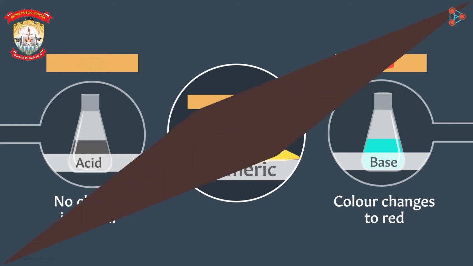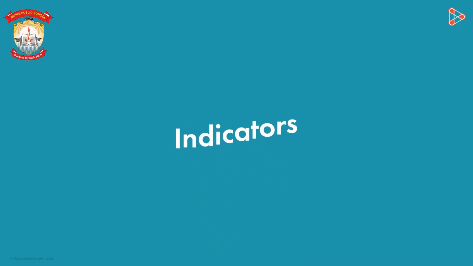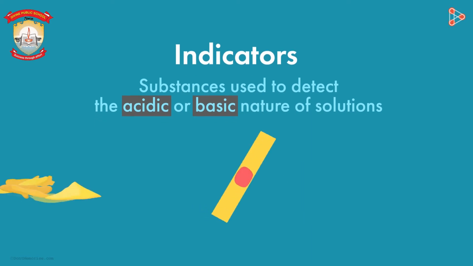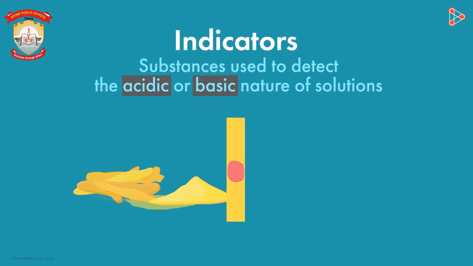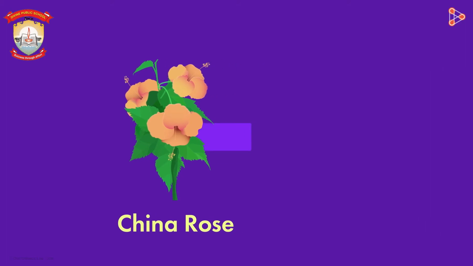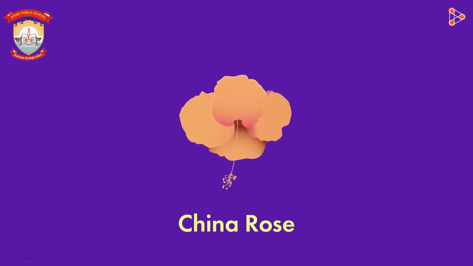Next, let's look at two more natural indicators which help in detecting the acidic and the alkaline nature of the solutions. Till now, we are familiar with the concept of indicators. Indicators are the substances used to detect the acidic or basic nature of the solutions. We have seen how turmeric acts efficiently as a natural indicator. Now let's talk about another natural indicator, and that is China rose. China rose is a plant, so how can that be used as an indicator? The fact is the flowers of China rose possess a good ability of detecting acids and bases.